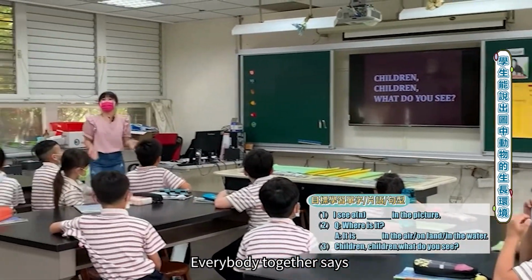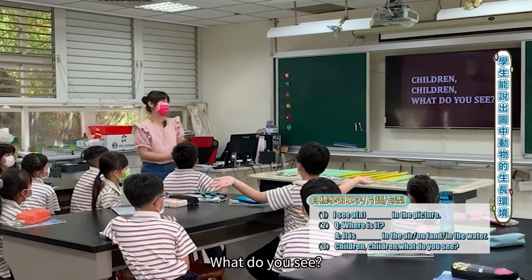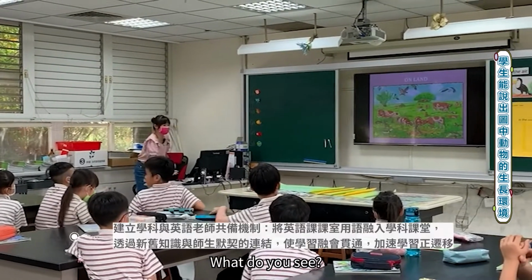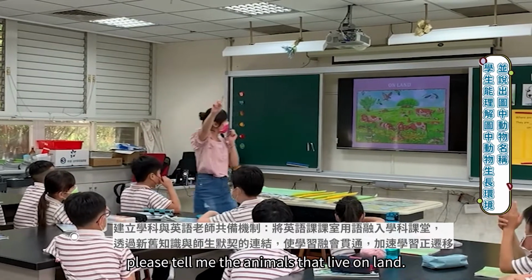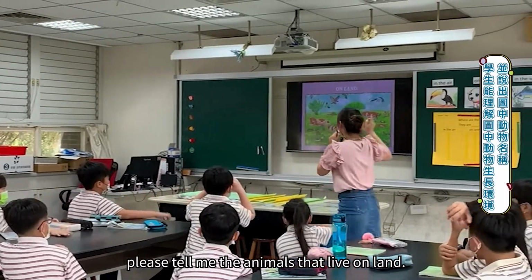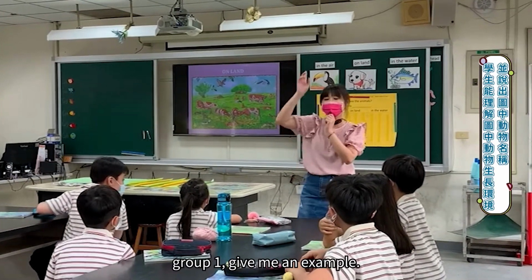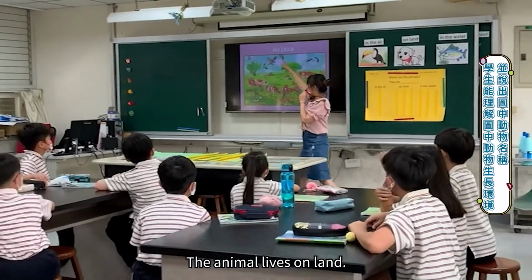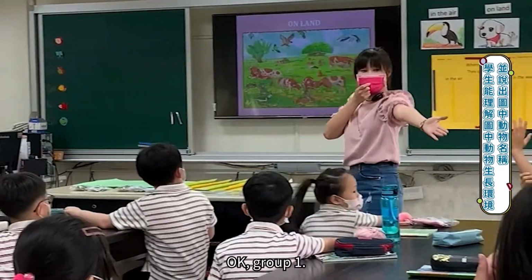Group 1 and 2, you need to look carefully at the picture. Everybody together, say: children, children, what do you see? My first question is, please tell me the animals that live on land. Group 1, give me an example. Which animals live on land?